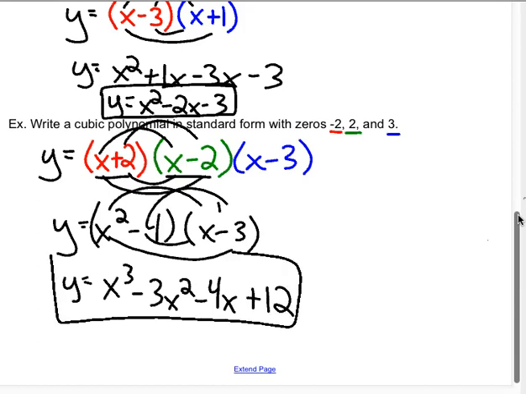Here is my polynomial in standard form. So notice when you get higher than a quadratic, when you get to cubic, stuff like that, you will have to FOIL more than once to make this process work, to finally get it to be in its standard form.